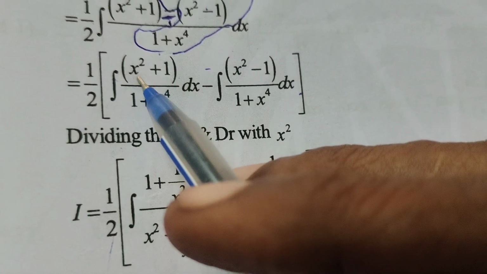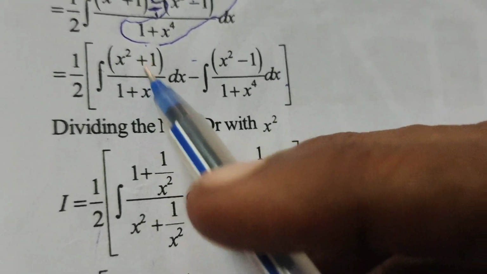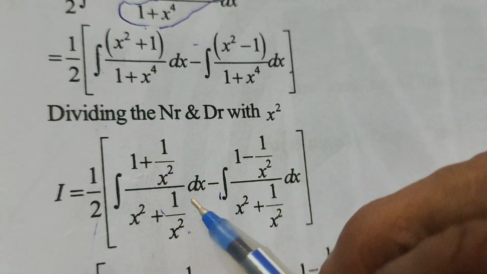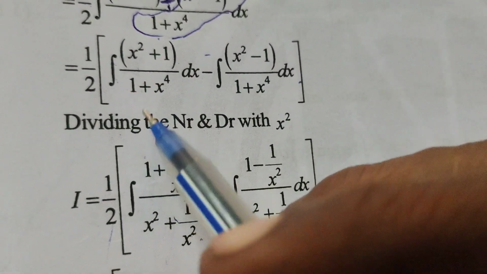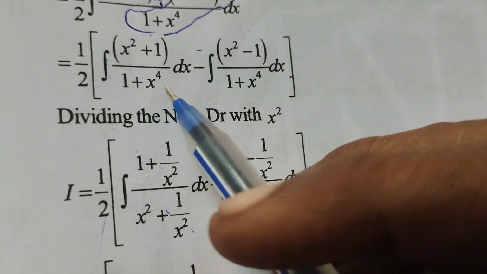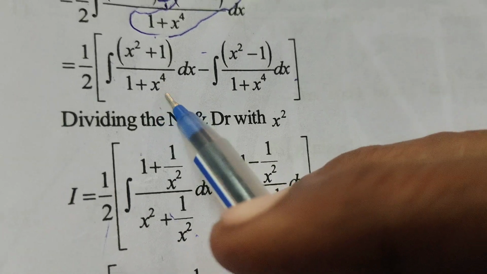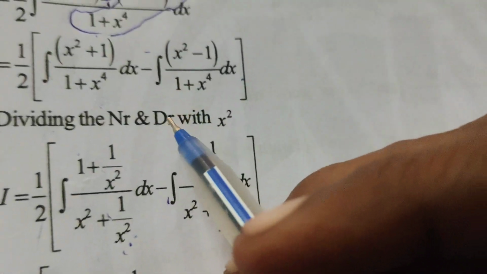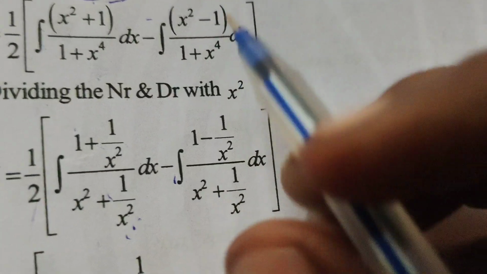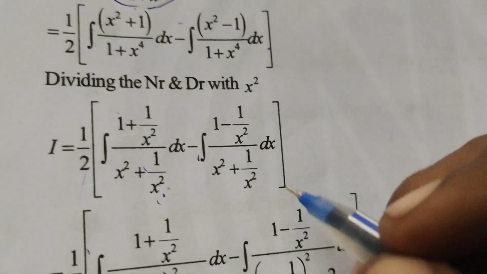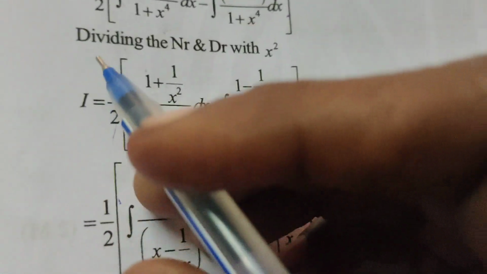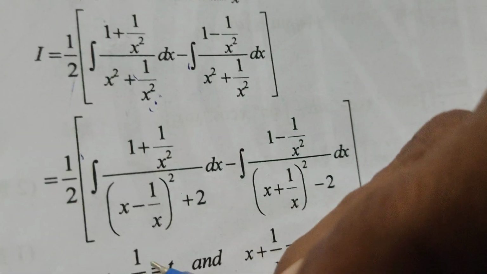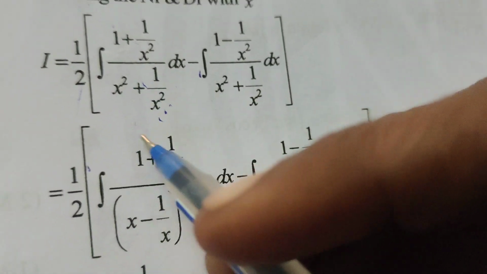1 plus 1 by x square, divided by, in the denominator, 1 by x square plus x to the power 4 by x square, meaning x square cancels, only x square remains. Therefore x square plus 1 by x square. Next, in the other denominator also we write x square plus 1 by x square, dx. Now 1 by 2 into the integral of 1 plus 1 by x square over x square plus 1 by x square.